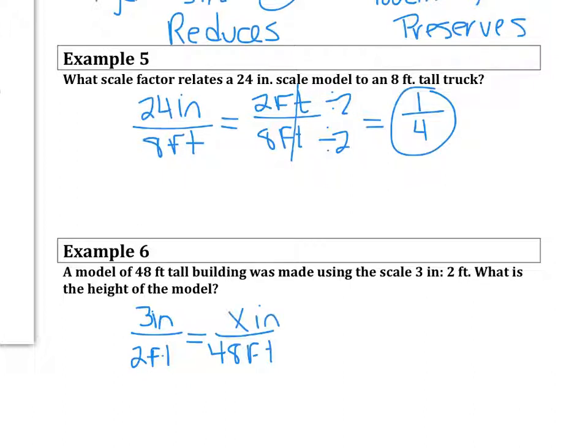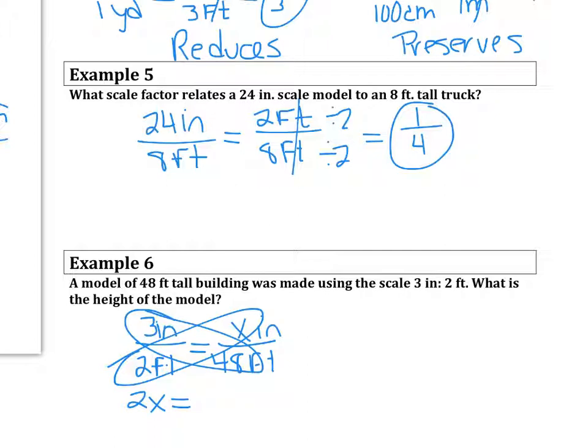So now you notice there's a couple ways we could do this. I would say cross multiplication might be a good method to try in this instance. So we're going to go ahead and cross multiply. We would get 2x is equal to the product of 3 and 48, which is 144. Now to solve the one-step equation, I would divide by 2. And when I do that, I get an answer of x is equal to 72.